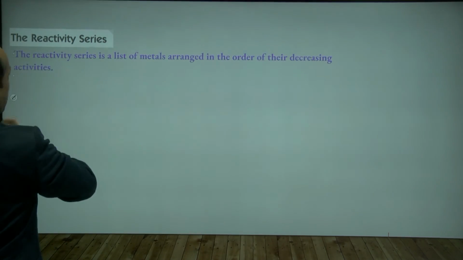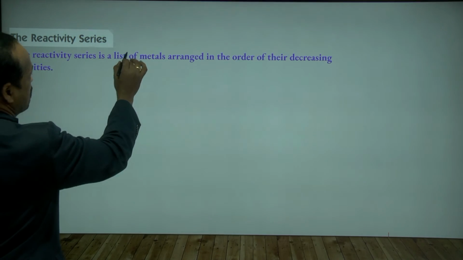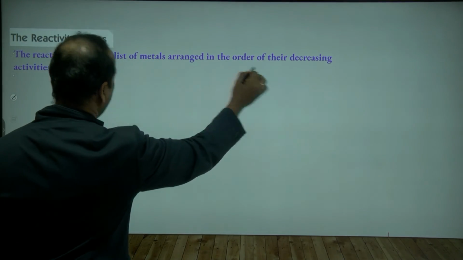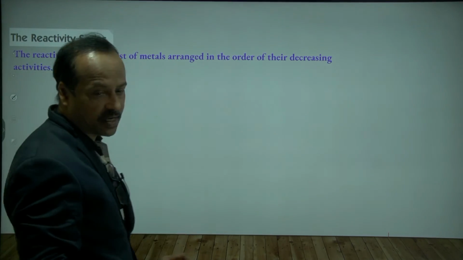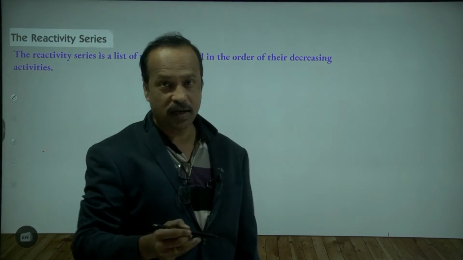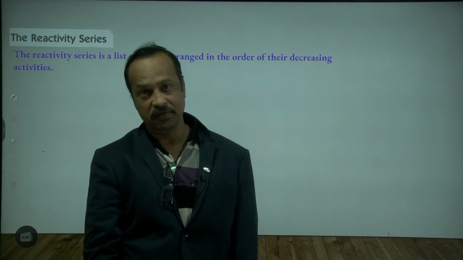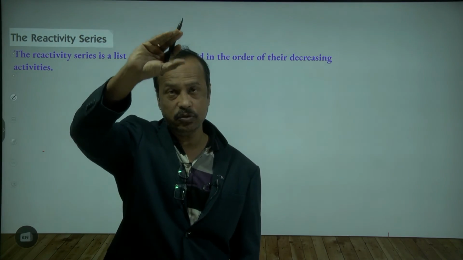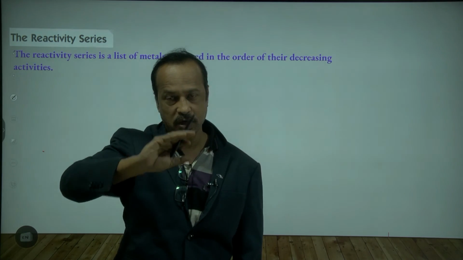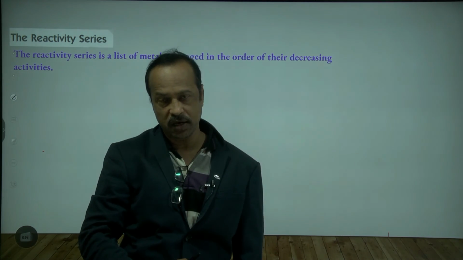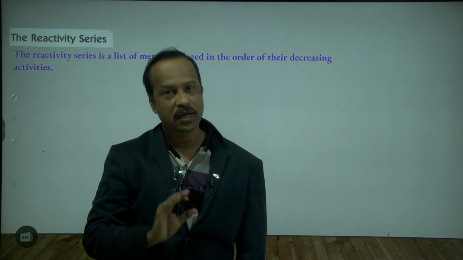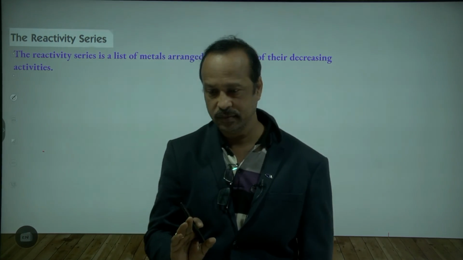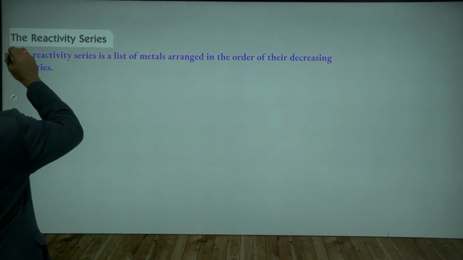So here, the reactivity series is a list of metals arranged in the order of decreasing activity. Decreasing activity means what? More reactive at the top and less reactive down, still less reactive further down. So like this it comes one by one, stepwise. Which elements are down, they are least reactive; which elements are at the top, they are more reactive. Is this clear to you? Yes, sir. Now, this series you have to copy.